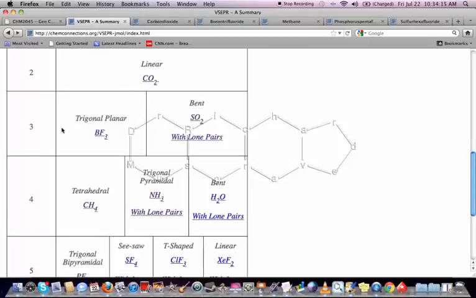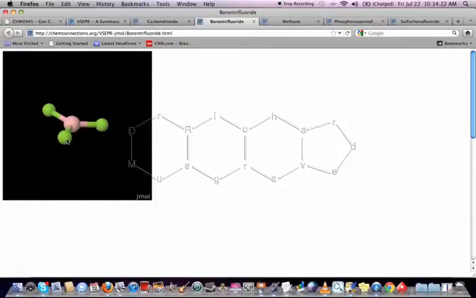In the next one, we're going to talk about what happens when we have three groups around the central atom, and that shape is going to be called trigonal planar. And again, the reason for this is that we've got three fluorines around the boron here, and in order to make them as far apart as possible from each other, we arranged them in a triangular type arrangement. 120 degree bond angles, all in the same plane. See, they're all in the same plane. So if you wanted to have three objects as far apart from each other as possible, this is how you would do it.